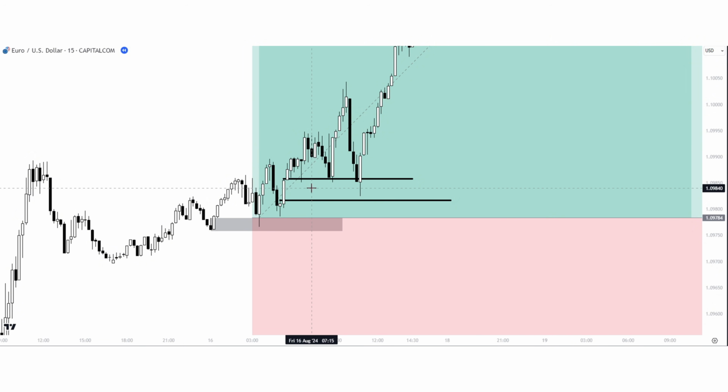This is the beauty of understanding market structure. There are many setups available, not only one, but this comes with a better trained eye on the charts.